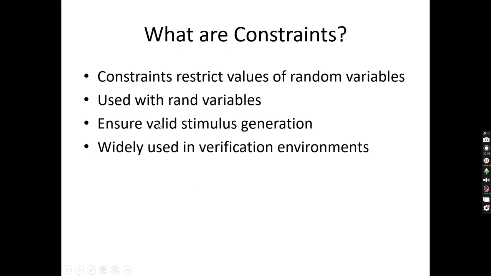So what actually are constraints? Constraints restrict the values of randomized values. Whatever values you are randomizing, you can restrict them, as I said before. We have to use the rand keyword. Ensure the stimulus is valid: we have to ensure that the stimulus generation is valid before writing a constraint. It's widely used in the verification environment.